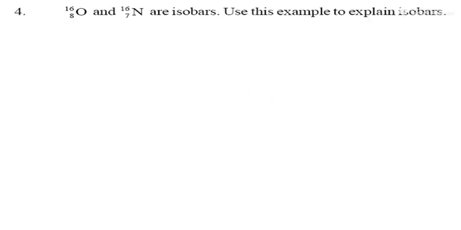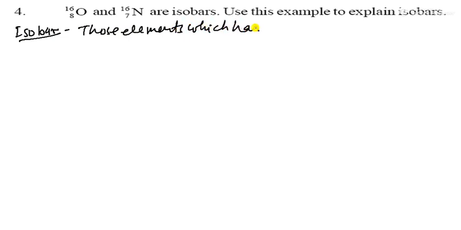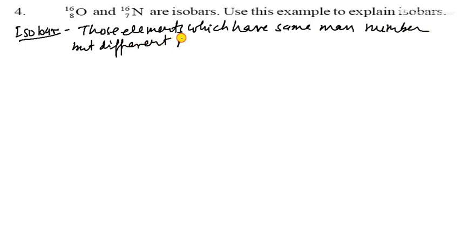Now come to this one, exercise. Oxygen 8, 16 and nitrogen 7, 16 are isobars. Use the example to explain isobar. What is isobar? Isobars are those elements which have the same mass number but different atomic number.